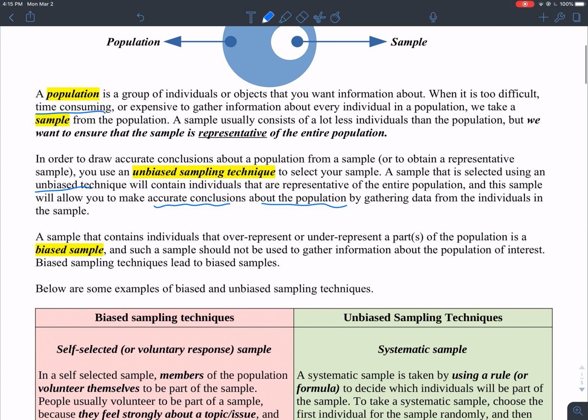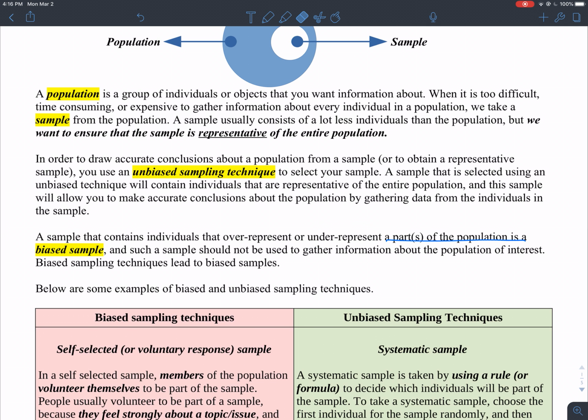All right? A sample that contains individuals that overrepresent or underrepresent parts of the population is a biased sample. A very good example of this is the previous presidential election, when it was Donald Trump and Hillary Clinton running for president. Most of the polls showed that Hillary Clinton was going to win the presidential election pretty easily, but that didn't happen because there was an underrepresentation of parts of the population in the sampling that was done.